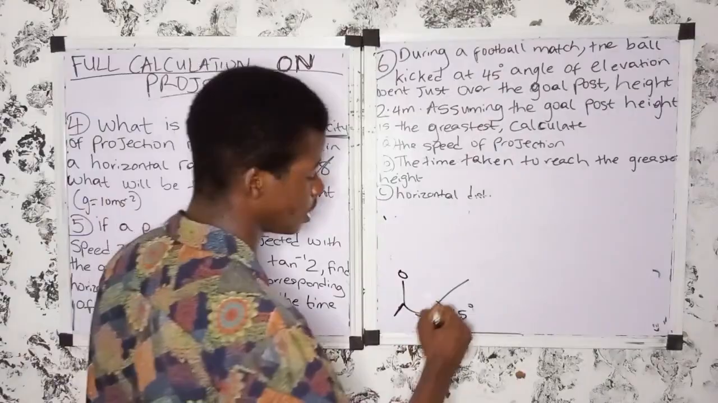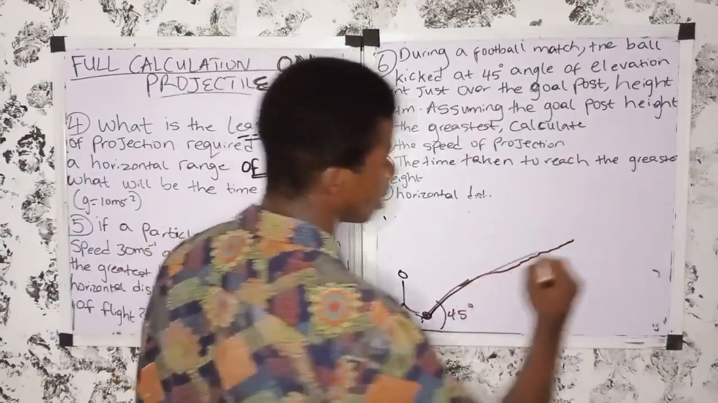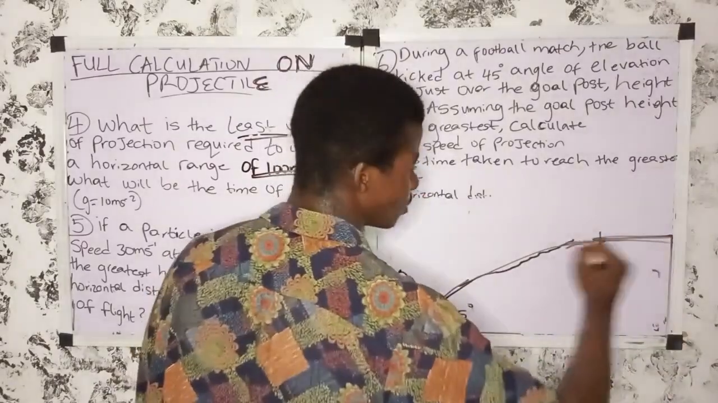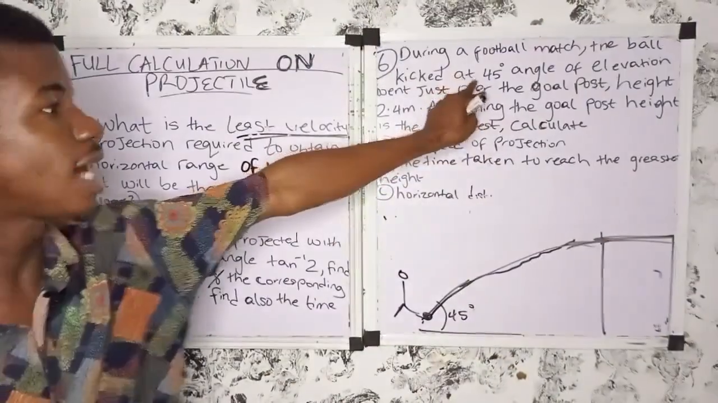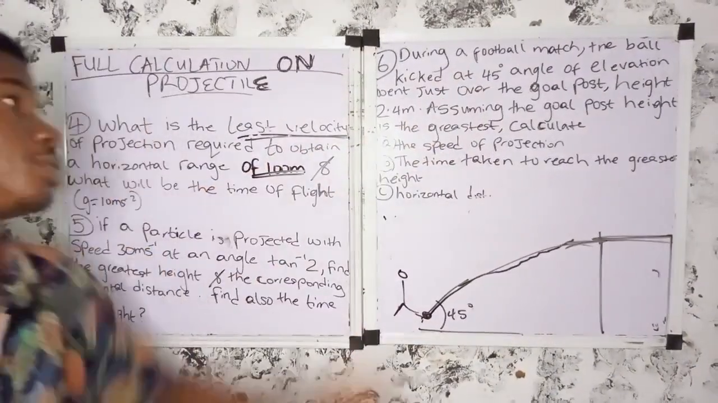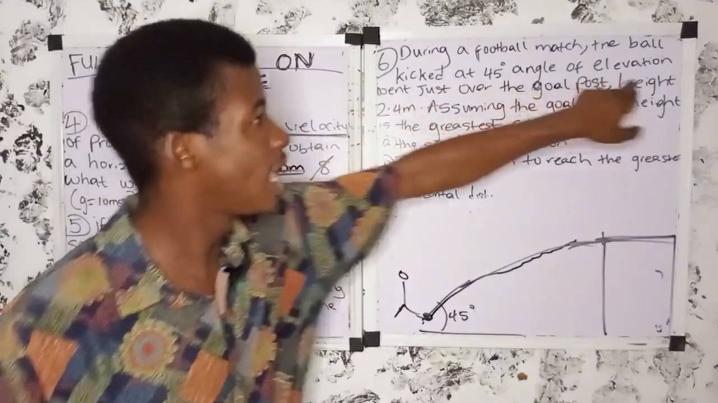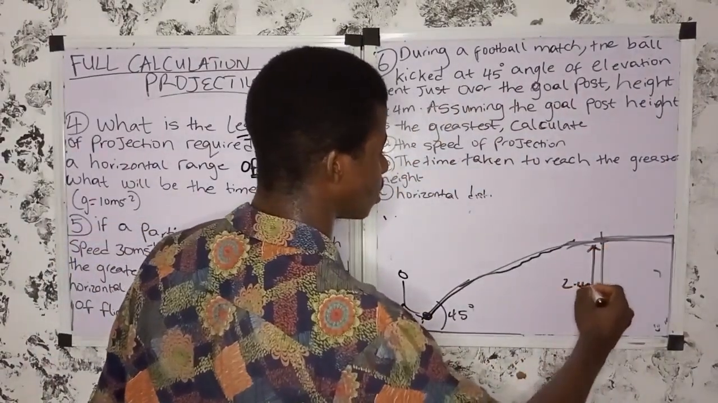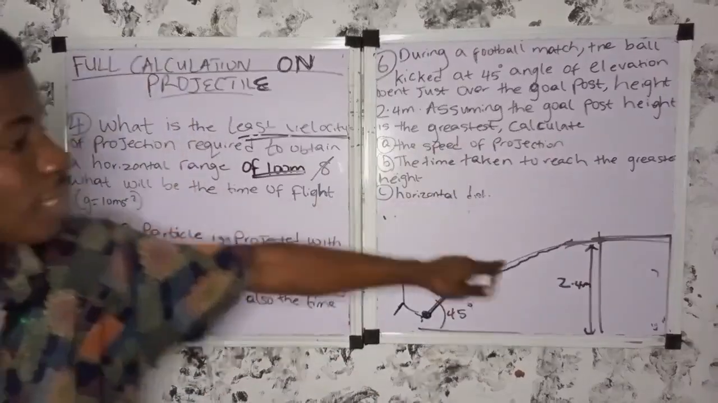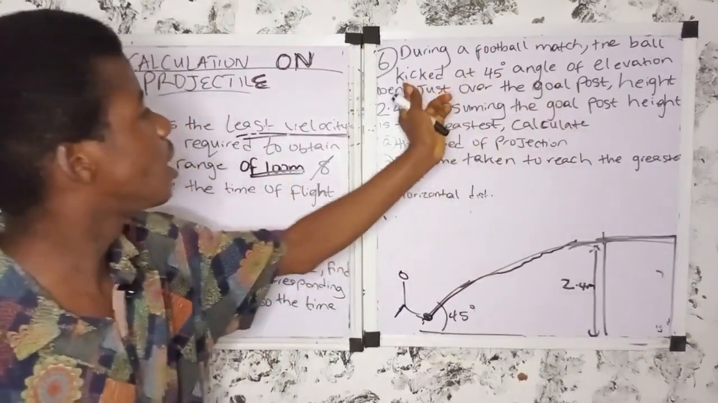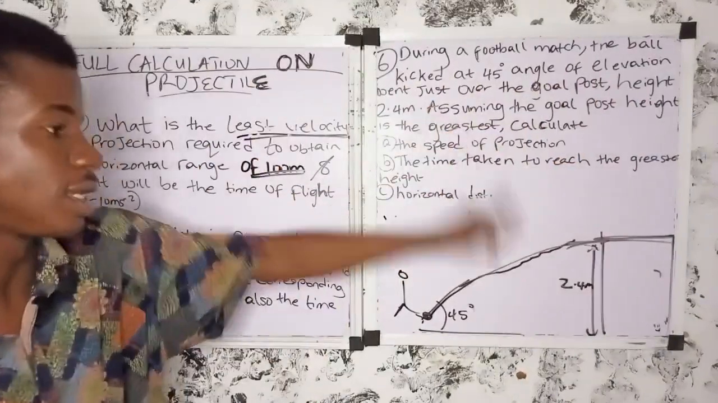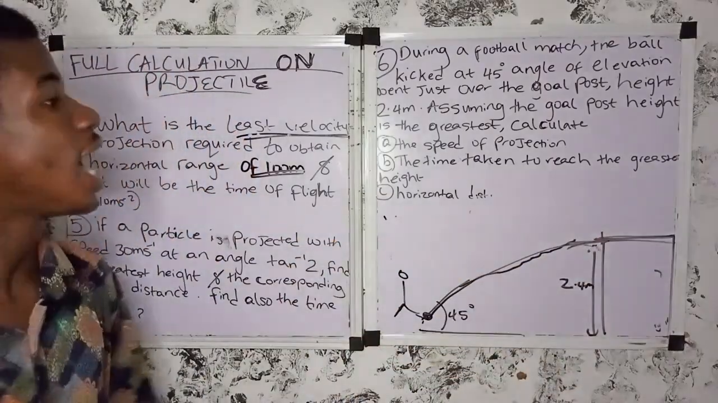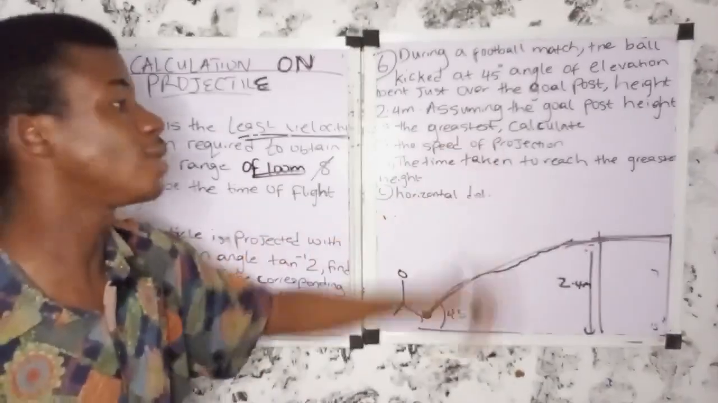Let's say this is the ball traveling. So let's say this is the goalpost. The kick at 45 degree angle of elevation went just over the goalpost, height 2.4 meter. So the height of the goalpost is 2.4 meter. So from the point at which it hits the goalpost, that height was 2.4. Assuming the goalpost height is the greatest height, calculate the speed of projection.